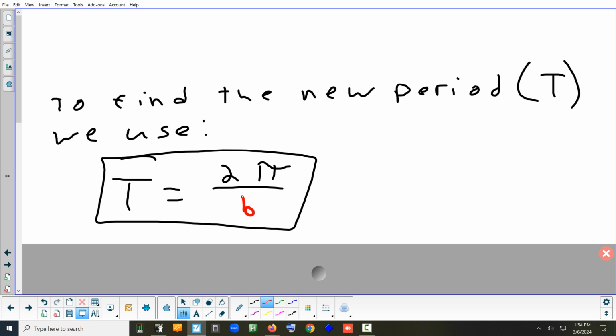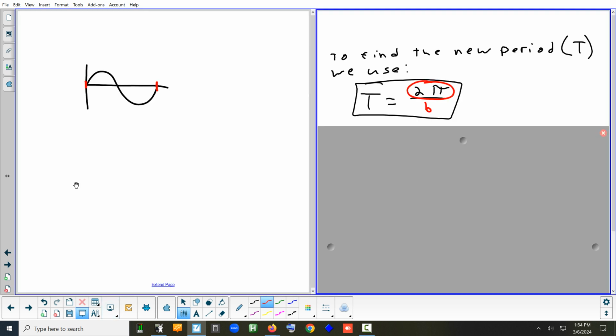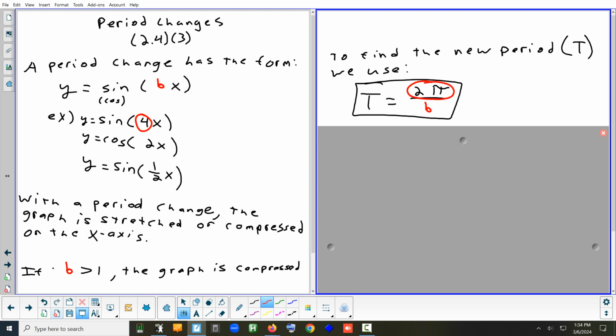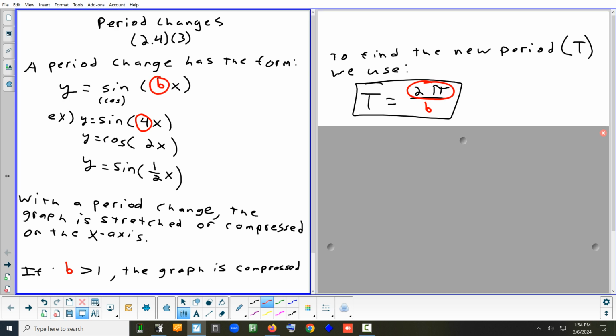To find the period of a new graph, you take the original period, which is 2 pi, and you divide by b. And remember what b is? B is whatever is right in front of the x.